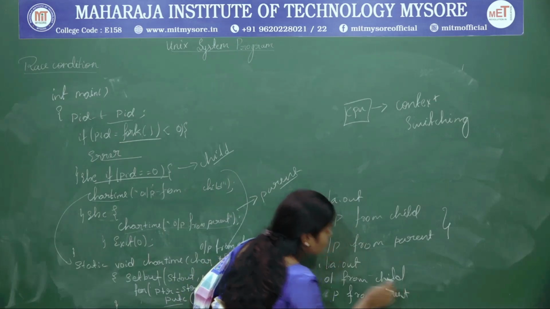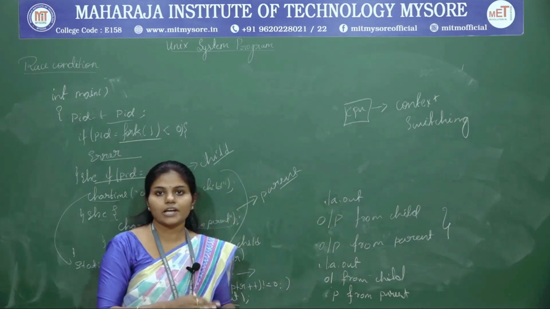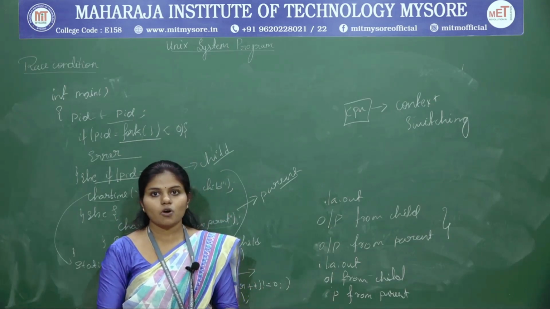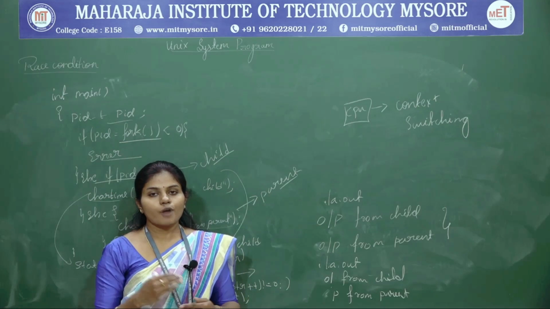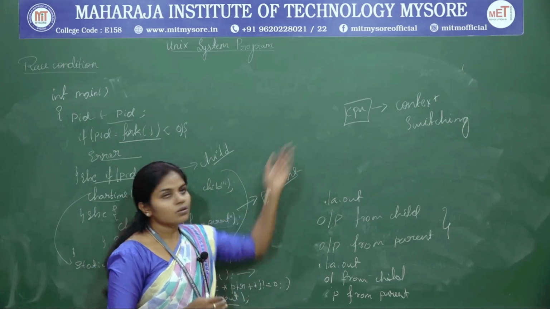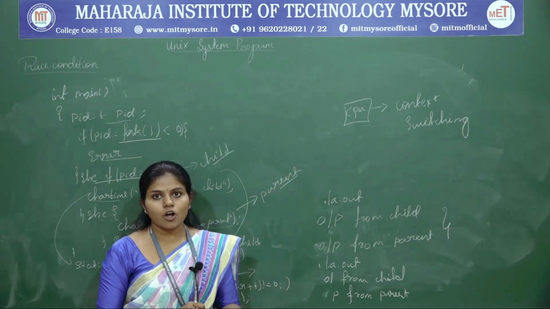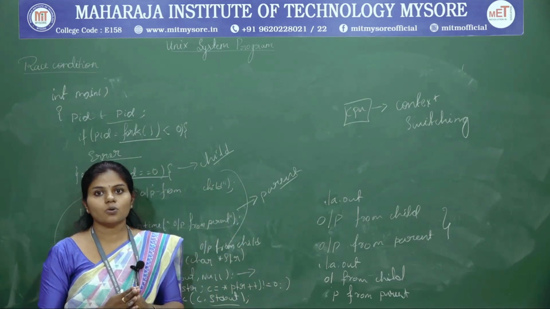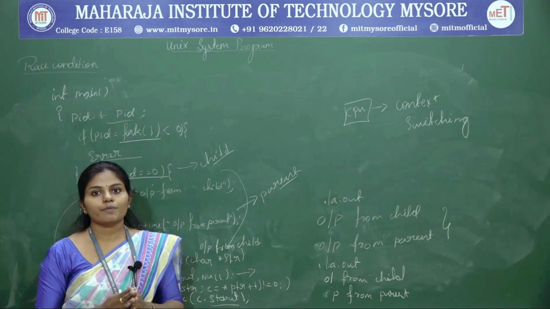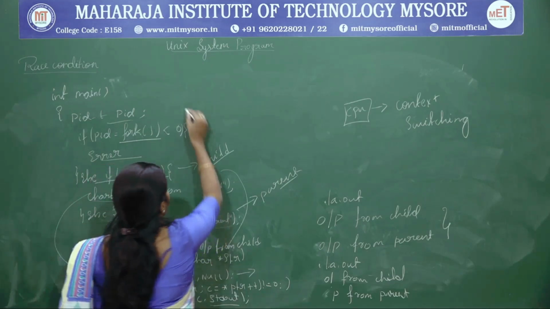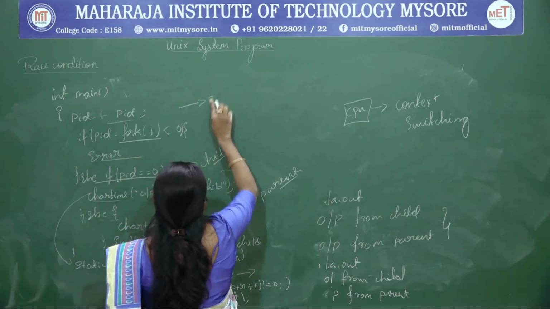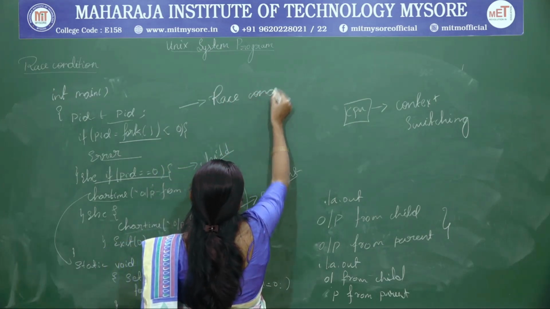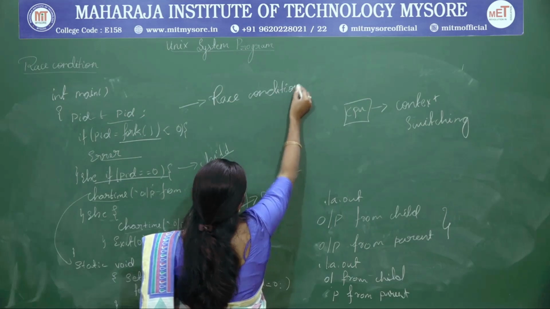So like this it is going to switch from the child to the parent, and the buffer is going to be changed. Why? Because there is a context switching from parent to child by the kernel during execution of this program. So this type of problem we are going to come across. That problem we are going to call a race condition problem. Race condition problem.